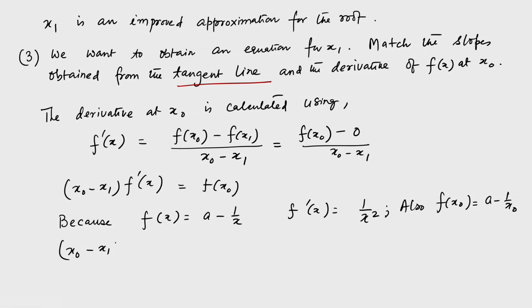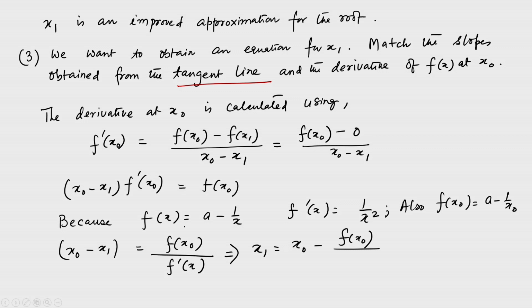Just before that, let us finish one more step. So, it is f of x 0 divided by f prime of x, and this gives me x 1 equal to x 0 minus f of x naught over f prime of x. This is the thing that is calculated, the slope is calculated at x equal to x naught. So, this is actually x naught and this is also at x naught. So, this is x naught and so on.